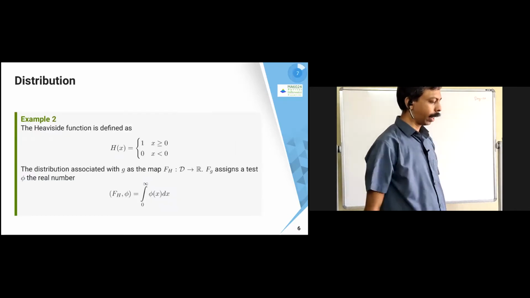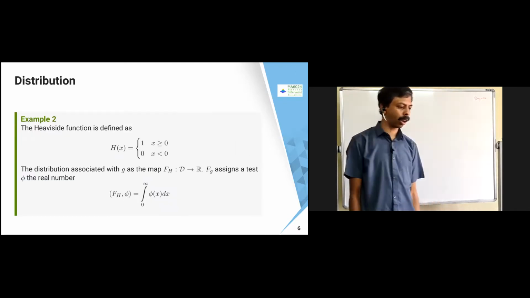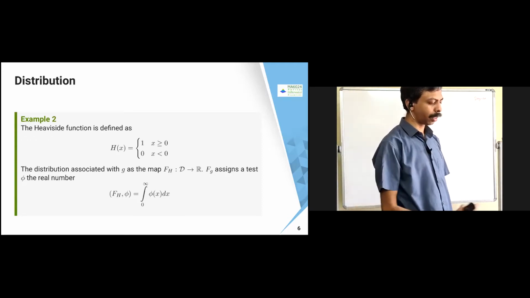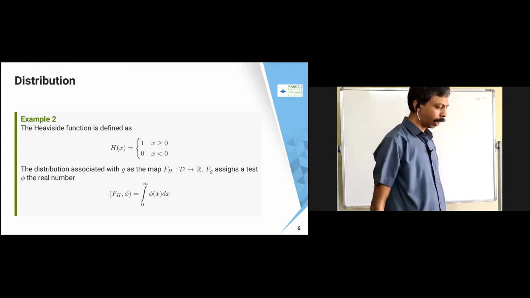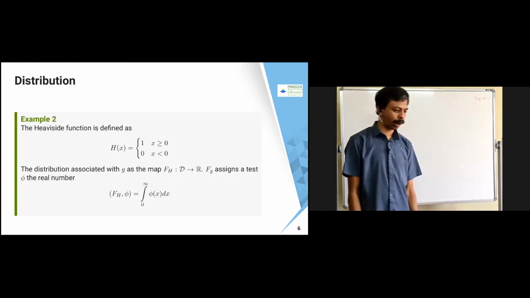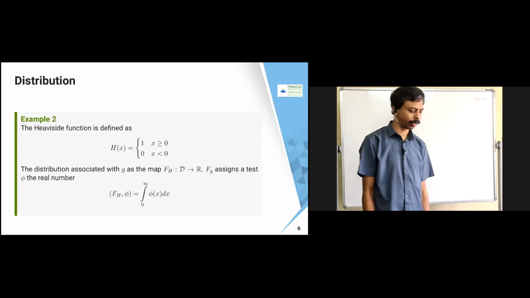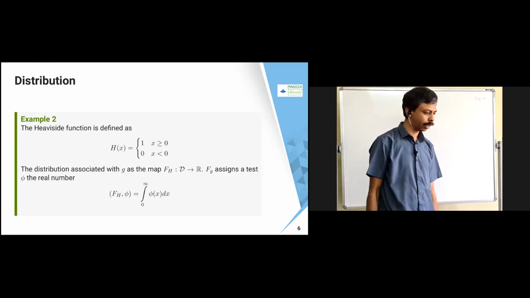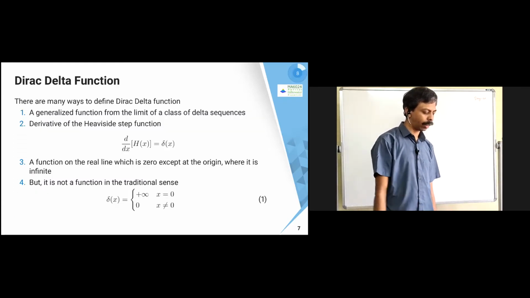Then we have defined the Heaviside function, where we have 1 if x is greater than or equal to 0, and 0 if x is less than 0. So that also we have seen. And what is the corresponding distribution also we have seen, which is nothing but the integral from 0 to infinity of phi of x dx. Then we have defined the Dirac delta function.